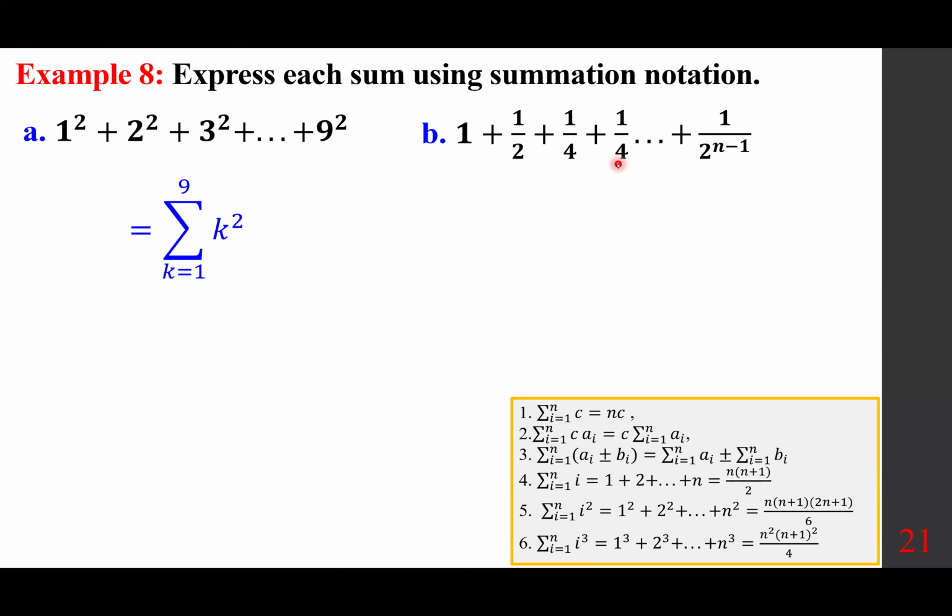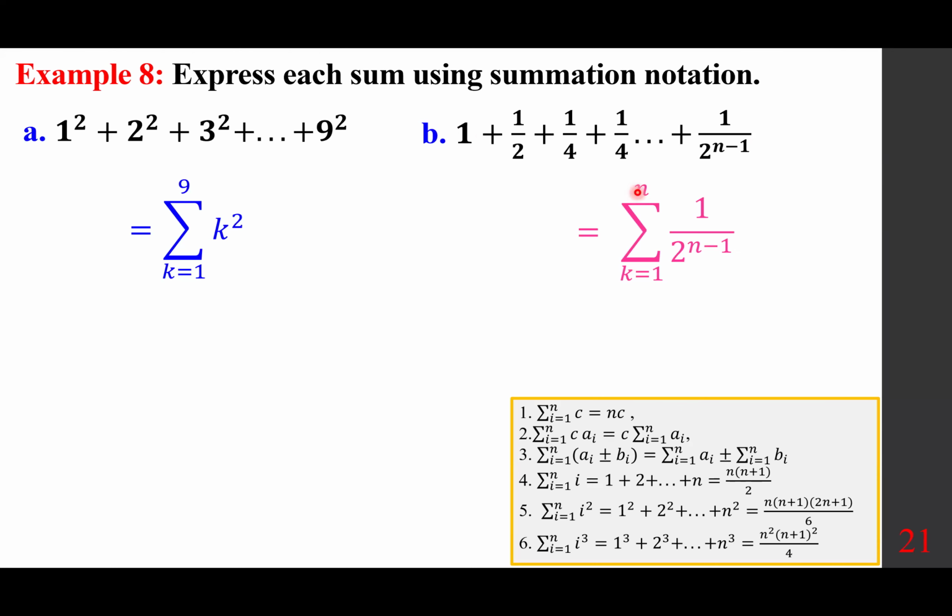1/2, 1/4, 1 over 2 to the power of n minus 1. So this is the general term, and when the general term is given, that's all you need to use. So 1 over 2 to the n minus 1. And it starts with what? If you choose n to be 1, you get 1 minus 1, 0, 2 to the power of 0 is 1, and it gives you the first term.